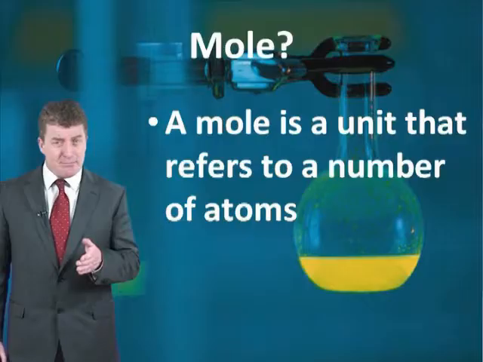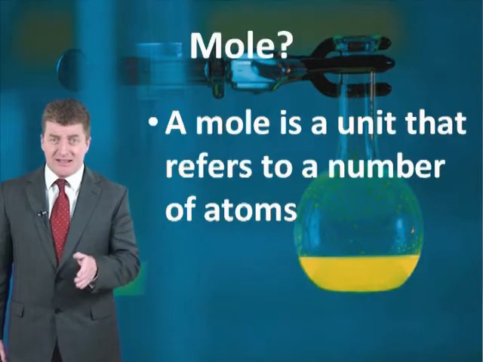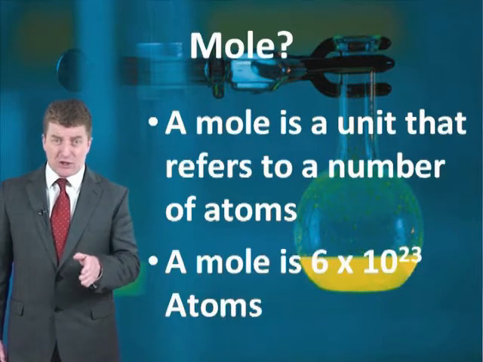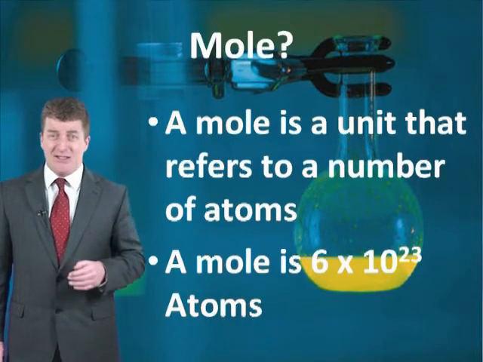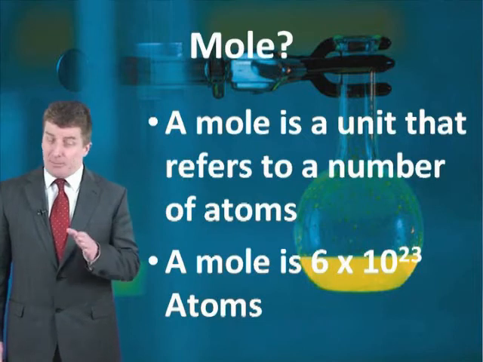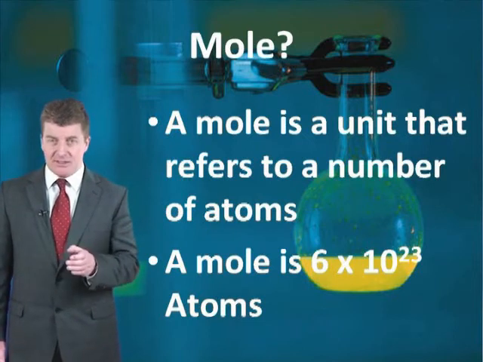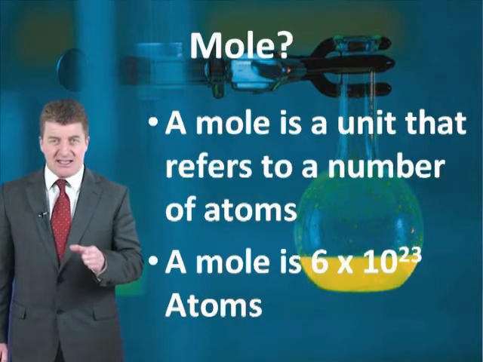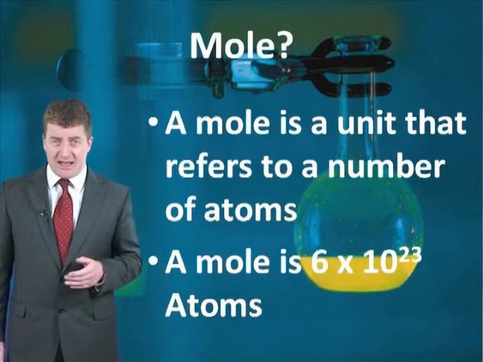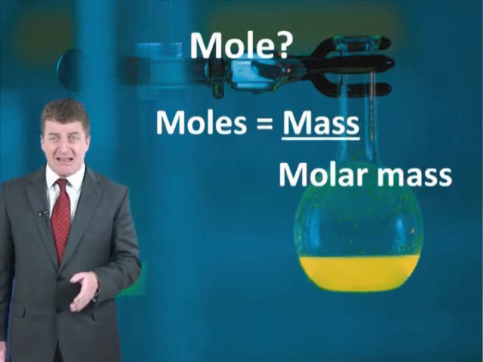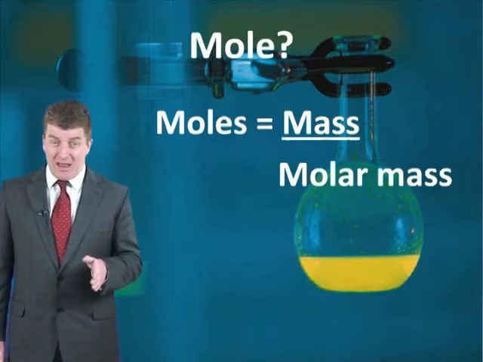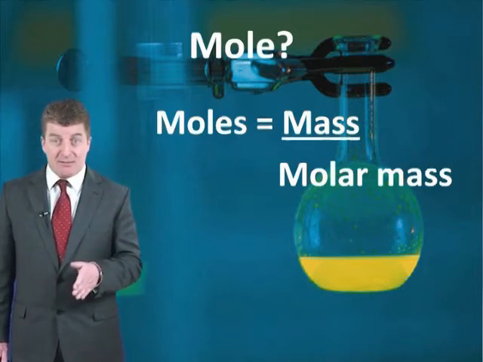What is a mole then? A mole is a unit that refers to a number of atoms, and a mole is approximately 6 times 10 to the 23 atoms. Now, it's important to note that a mole of atoms will have a mass that is the same as its molecular mass. This is the formula here: moles equals the mass divided by the molar mass. Therefore, by transposition, the mass equals the moles times the molar mass.